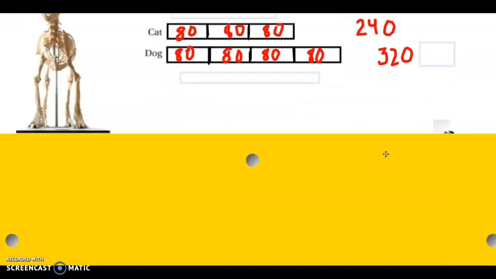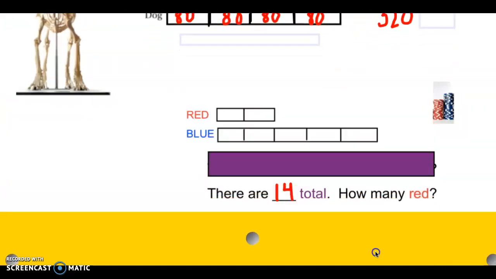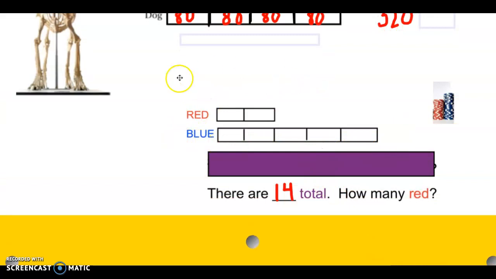Here's another tape diagram example. Sometimes it will say there are 14 total red and blue chips. How many red do we have? Well, if there are 1, 2, 3, 4, 5, 6, 7 segments, and there's 14 total, we know each segment is 2. So the red would be 2 and 2, because 14 divided by 7 is 2. And so there are 4 red, and then I think you can see there'd be 2 times 5 blue, which is 10. 4 plus 10 is 14.